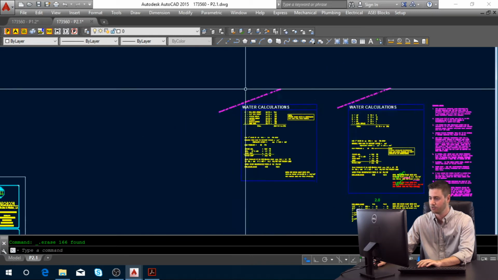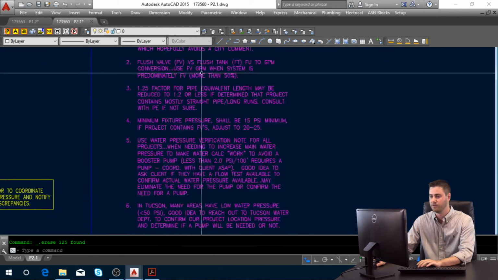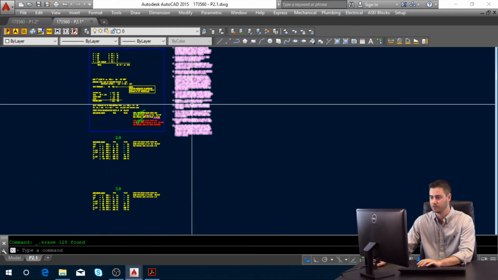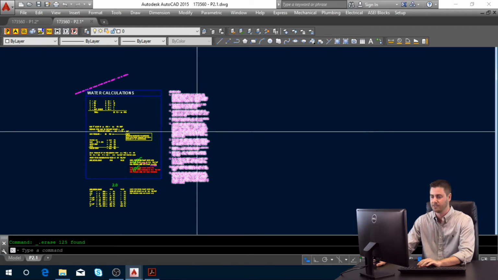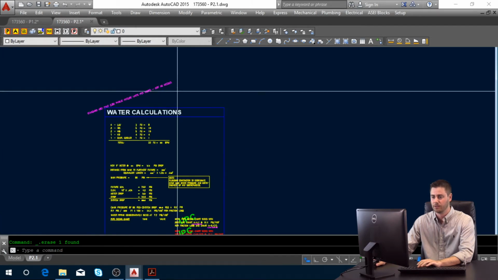And then this is our residential calc. We do not need this. In addition, here are some good notes. If you are ever not sure, you can read these notes here. These were provided by the ASEI management team just to help get you started. But we'll delete them for now.